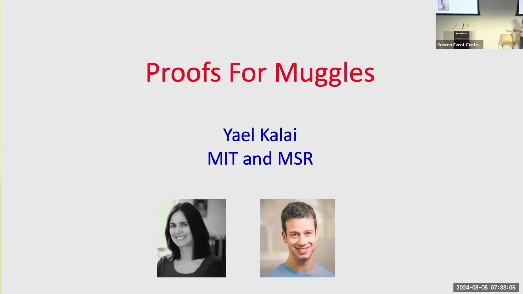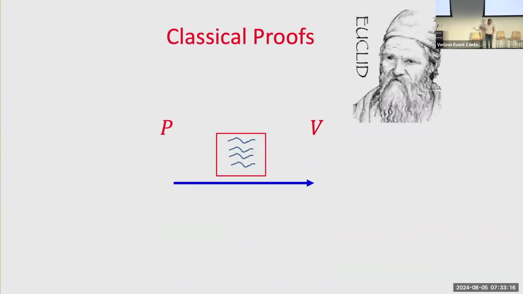Okay, so yeah, I'm going to talk about a work that I did together with Shafi Goldwasser and Guy Rothblum many years ago, and kind of where it stands today. So, okay, this is about proof systems. And I'll explain the Muggle part in a bit.